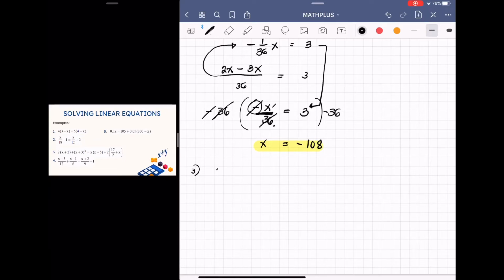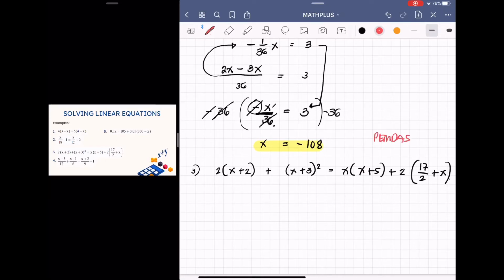So number 3 says you have 2 times x plus 2 plus you have x plus 3 quantity squared equivalent to x times x plus 5, plus 2 multiplied to 17 halves plus x. Do I multiply both sides? Do I add both sides? What do I first do when I'm solving for unknowns? First is, of course, as I've said kanina, when you deal with PEMDAS, our idea here is to be able to get all the unknowns on the left side. And you can only do that if you are free to move the unknown. And you will only be free to move the unknown if you have removed the parentheses. So that means I have to distribute all of this. Okay.